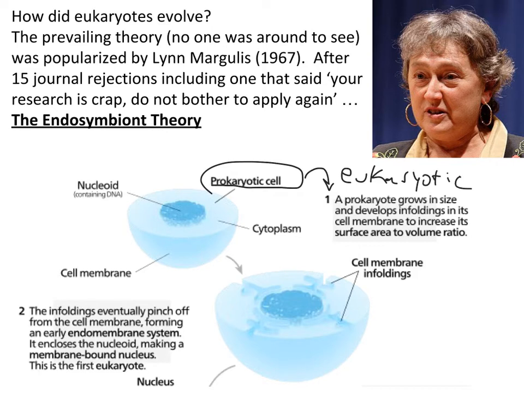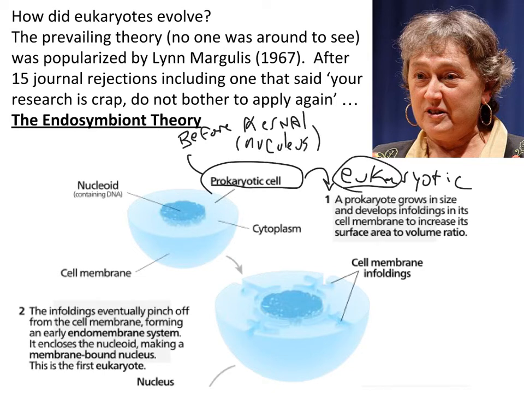All right. So I'm going to define a couple of these terms. Prokaryotic literally means before the kernel, or before the nucleus. And then eukaryotic, the "eu" is with, that is, with the nucleus. And so how do we get a nucleus in the cells?